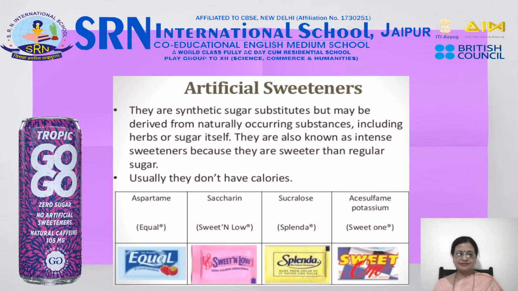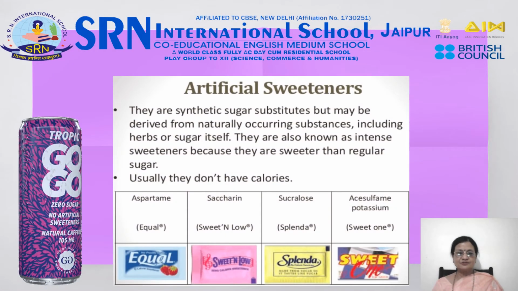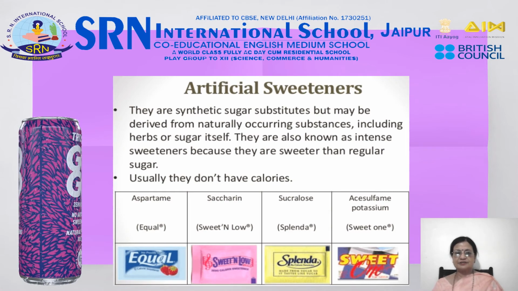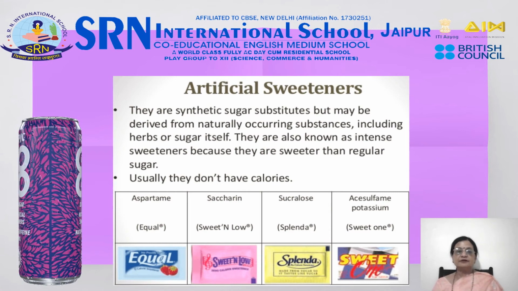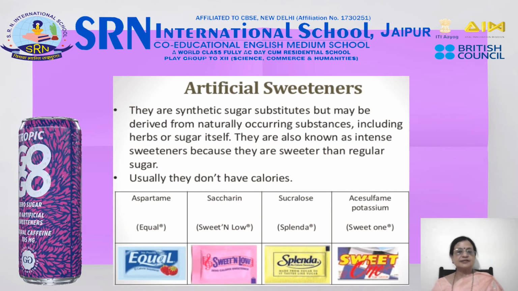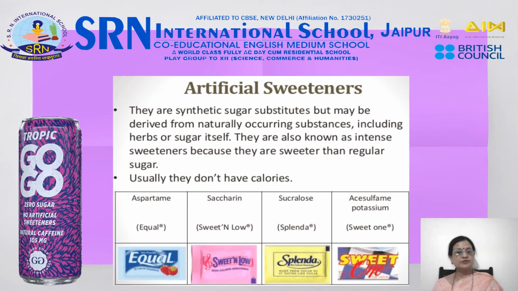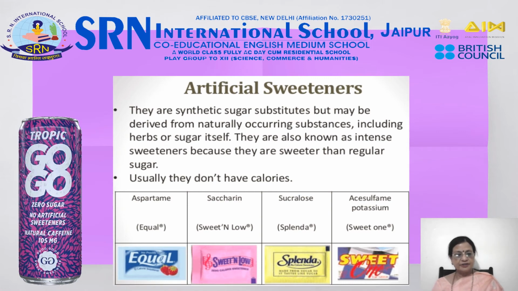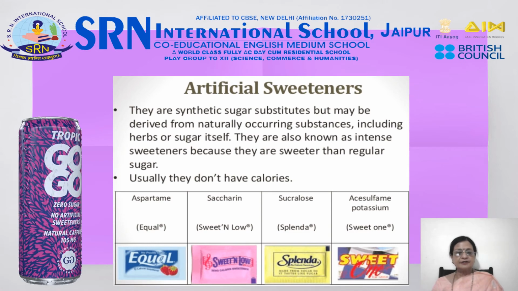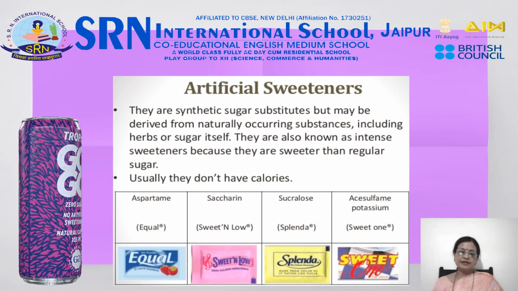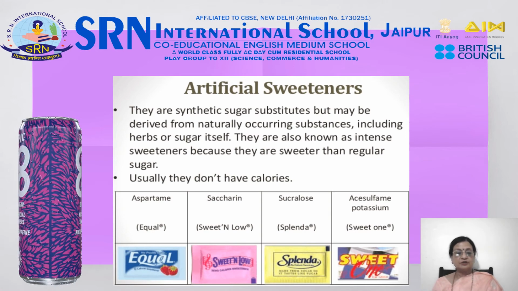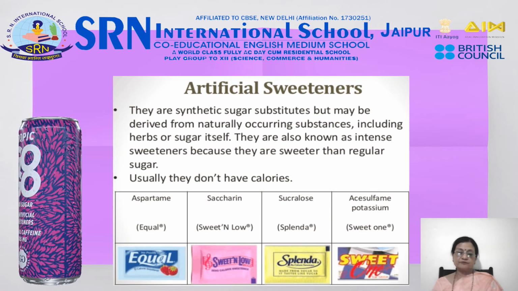Artificial sweeteners. They are synthetic sugar substitutes, but may be derived from naturally occurring substances, including herbs or sugar itself. So they are also known as intense sweeteners because they are sweeter than regular sugar. They don't have calories. And these are food additives, and they are a lifesaver for diabetic patients and of great value to people who need to control intake of calories.